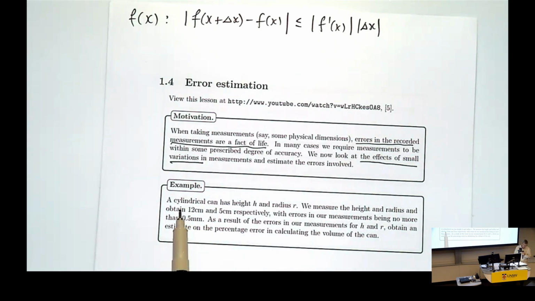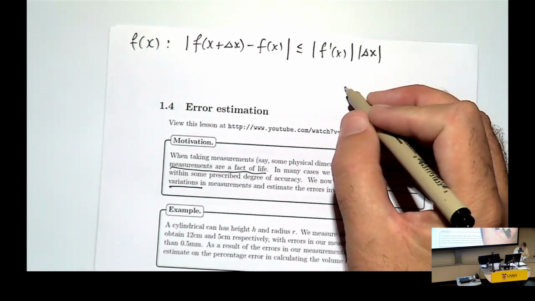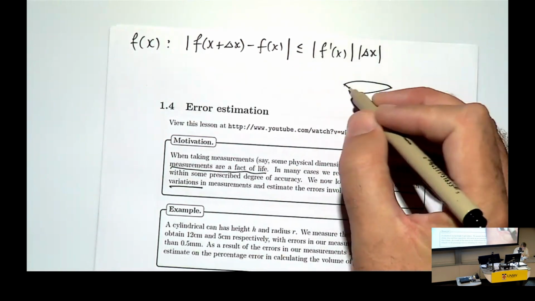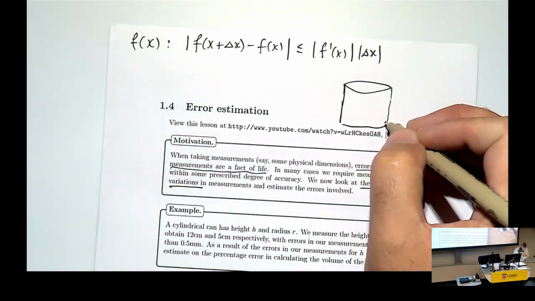So we've got a can that's a cylinder. It has height h and radius r. So what I like to do with these ones is I like to draw a little picture, even though I'm quite bad at drawing pictures.